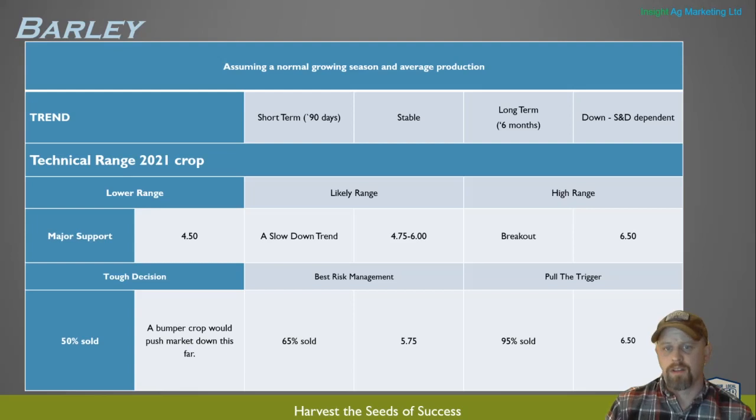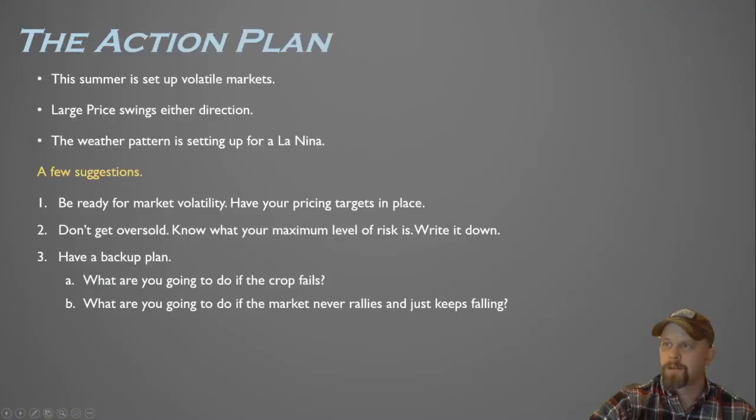If you got a 575 off the combine, why not sell 65% of that? I mean, that's easy money. And maybe wait on canola or something like that to speculate on, right? So if there's a high range breakout, I'm going to say around 650. I don't know if it's going to get much higher than that, but at that kind of price level, why not sell the majority of your crop, right? That's just such good money.